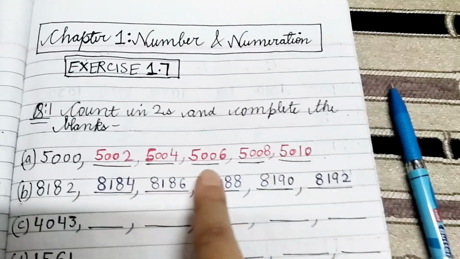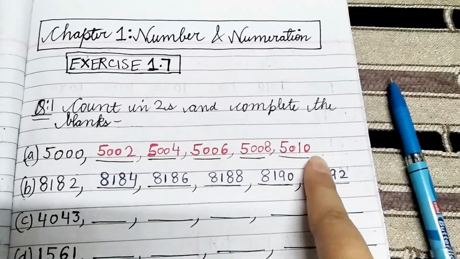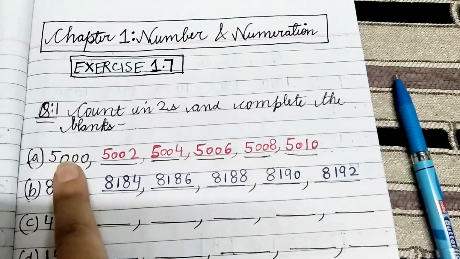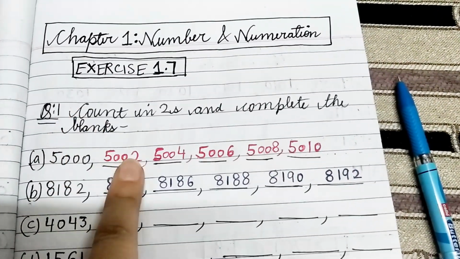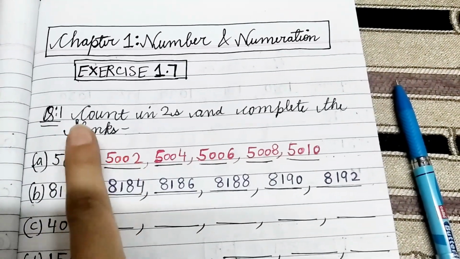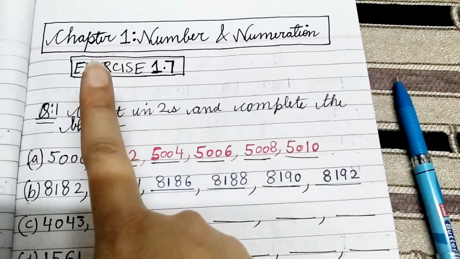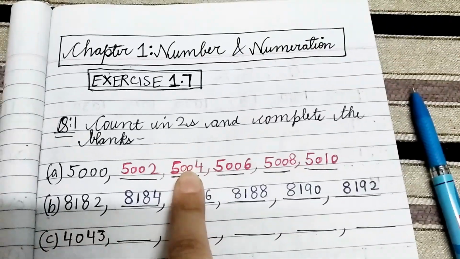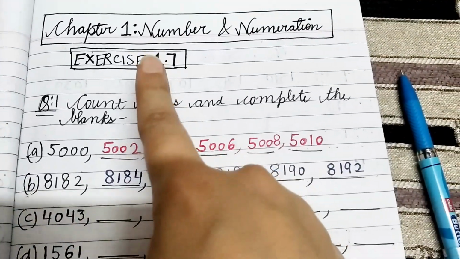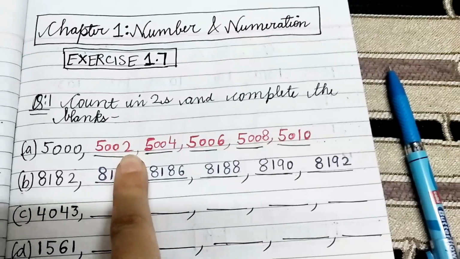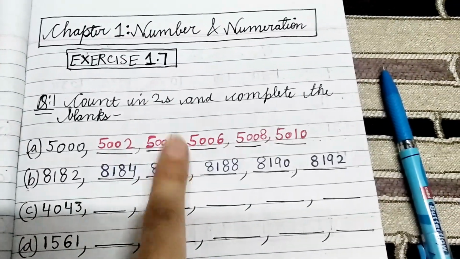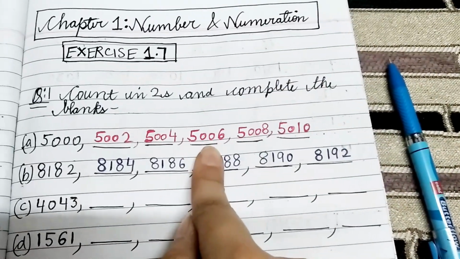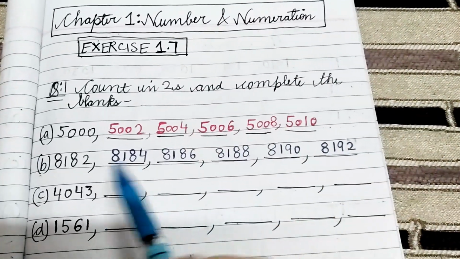So like this you have to count in twos. How many numbers are you skipping? You are skipping only one number in between. Between 5,000 and 5,002, which number is there? It is 5,001, which you have omitted. Similarly here, between these two numbers, which number have you omitted? It is 5,003. And you have written 5,002, then 5,004. That means whichever number comes at the second place, you will write that number in the next blank.